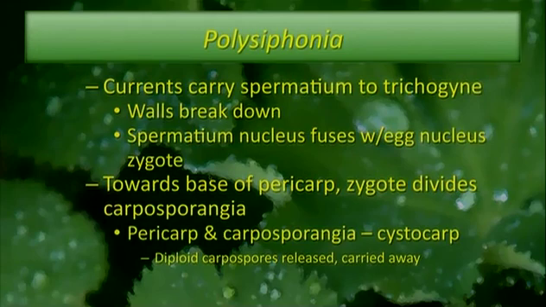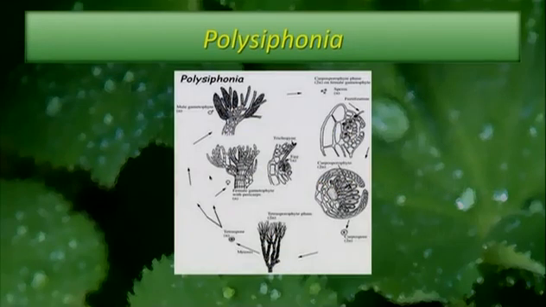And the diploid carpospores are released and carried away, like we saw in that other drawing here. Okay? So here is the carposporophyte phase. The carposporophyte produces the carpospore, which goes into the tetrasporophyte that produces a tetraspore, and the tetraspore either becomes a male or female gametophyte. Okay, and then they produce spermatia, an egg, and the cycle continues.